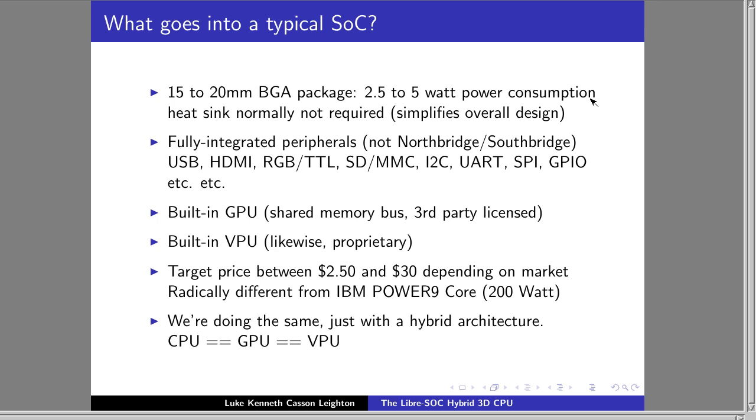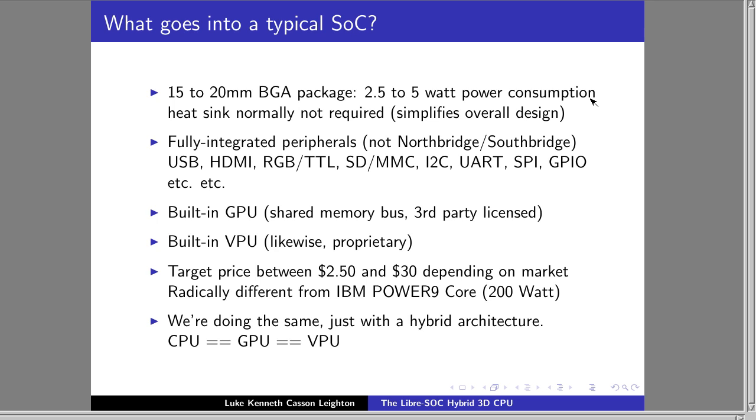Those are typically 15-20 millimeter BGA packages, 2.5 to 5 watt power consumption, which means a heatsink is not normally required, which simplifies your overall design. It reduces the cost of the actual products. You've seen the latest Raspberry Pi 4s. They require a heatsink and a fan. I mean, that's not very sensible. That's a point of failure.